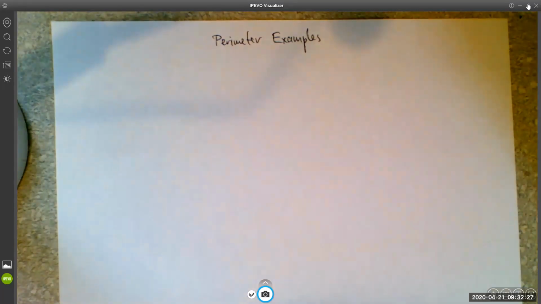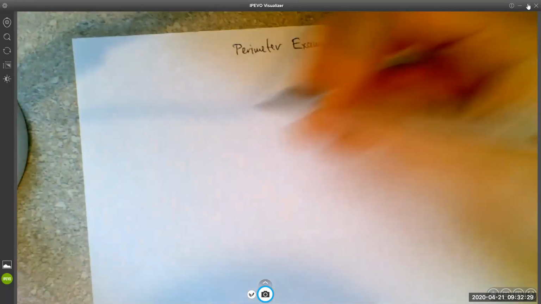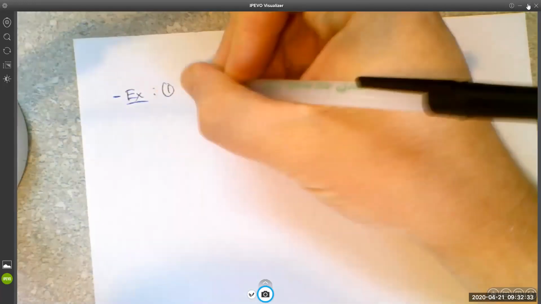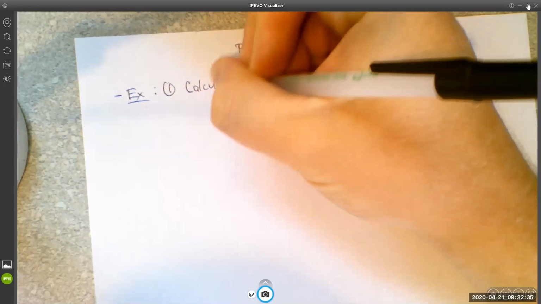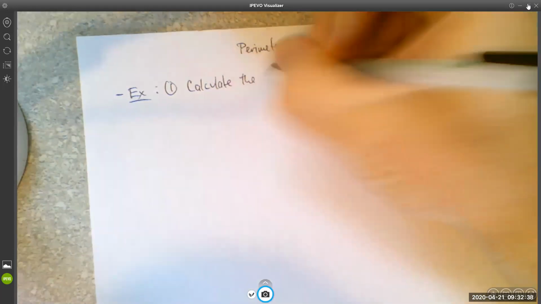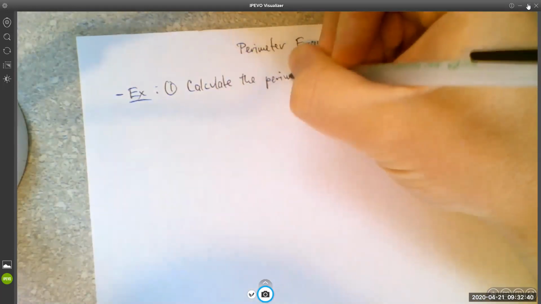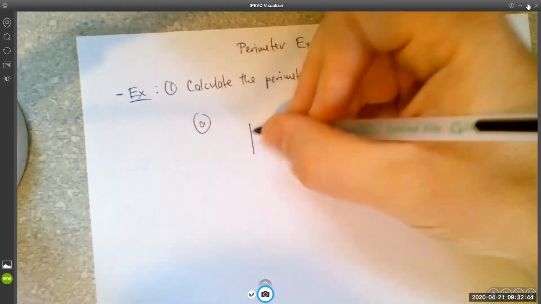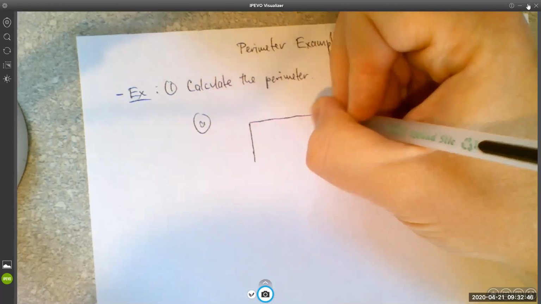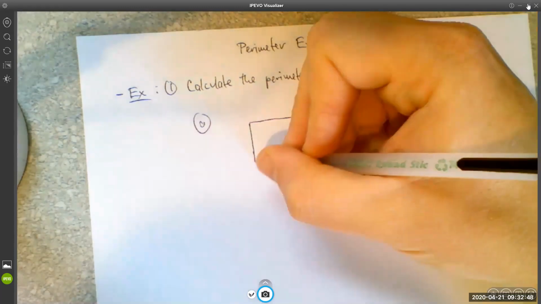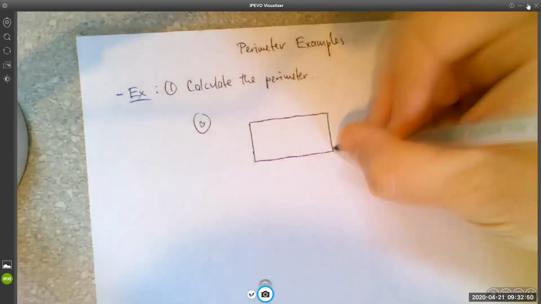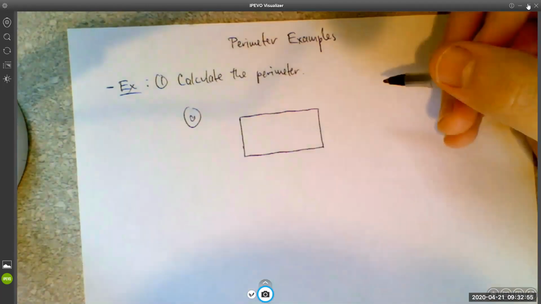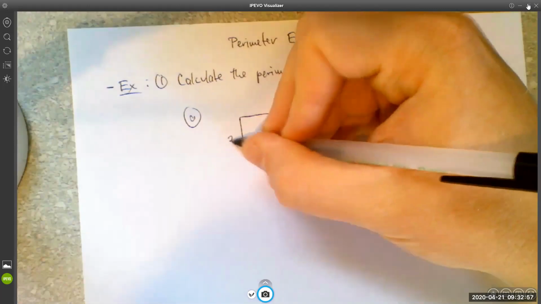So we'll start off with kind of a basic one. So let's calculate the perimeter. And let's start off with a rectangle. So this is supposed to be a rectangle, okay? Please be forgiving of my drawing capabilities.